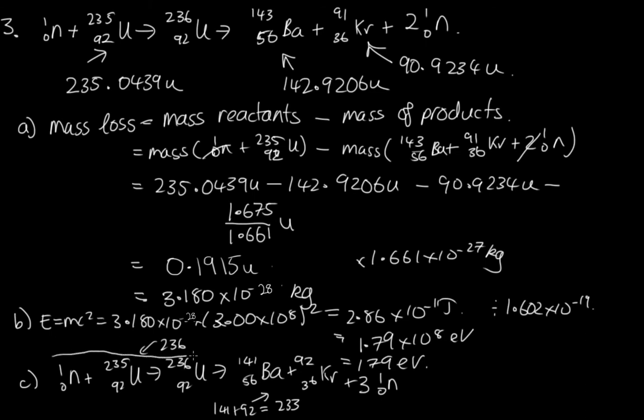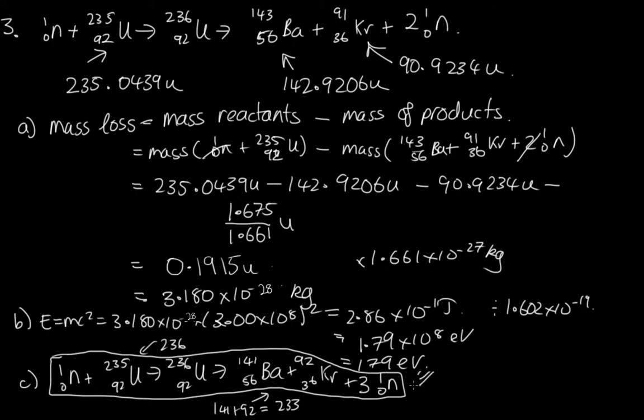So this is a bit of a mess, but that's our equation there. All balanced now. So if we get these products, we end up with 3 neutrons. So then it asks us which one's more likely to cause a chain reaction and why.